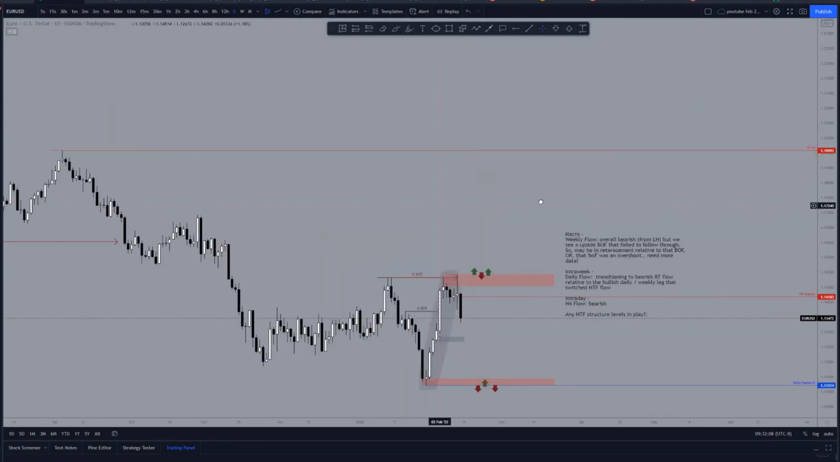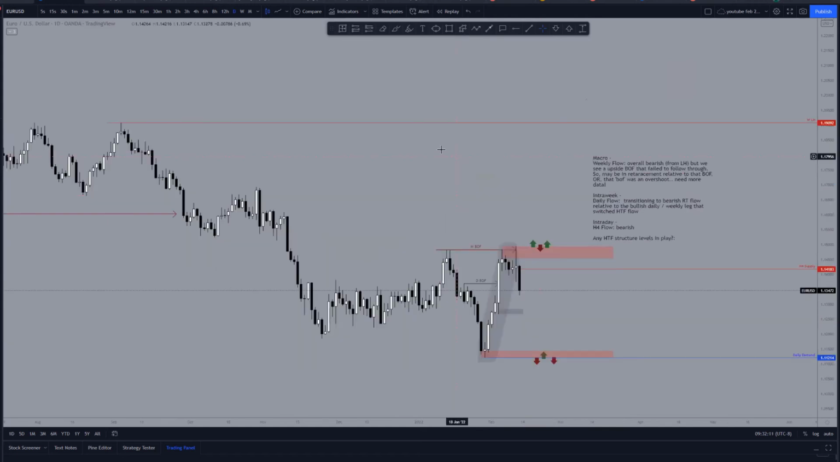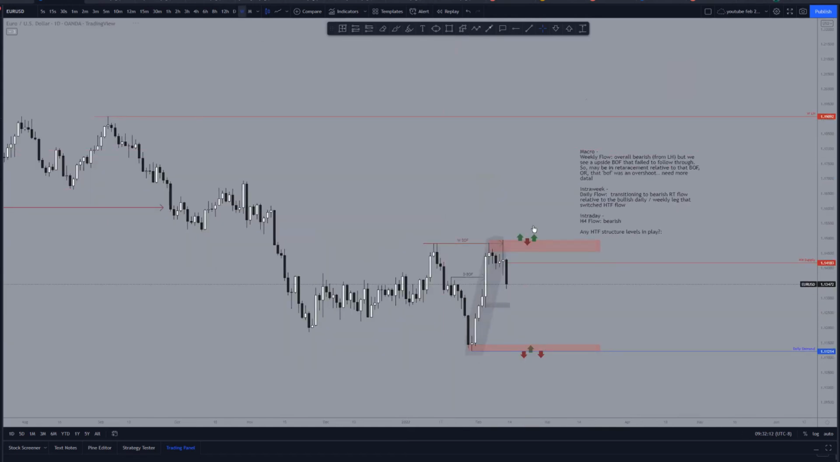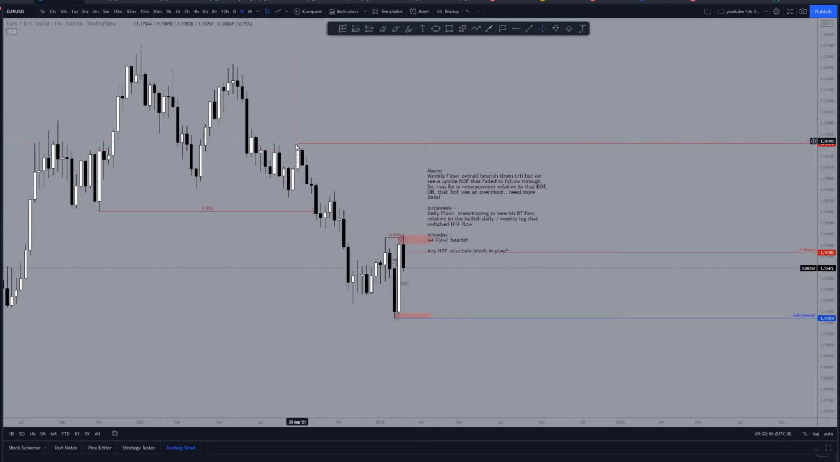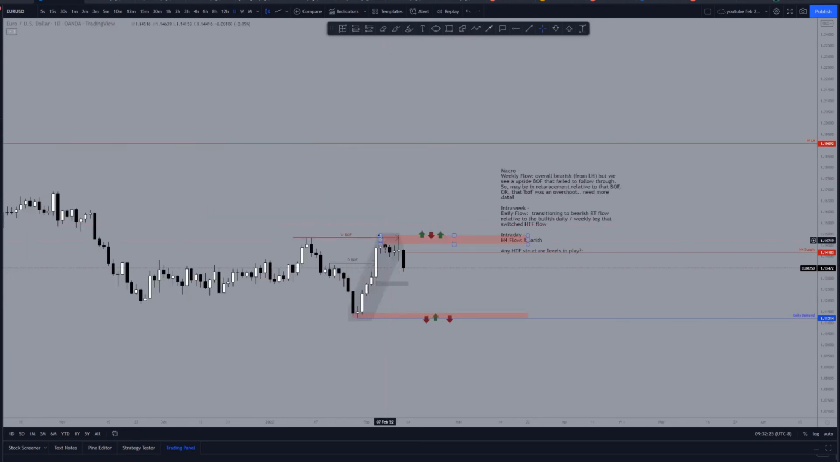EURUSD, let's just go over the notes here. Overall, we see that we're on this big bearish flow here on the high time frames from this weekly lower high that we've got up here. However, price recently gave us that huge bullish week that we talked about last week. I said that this was most likely going to be some sort of overshoot.